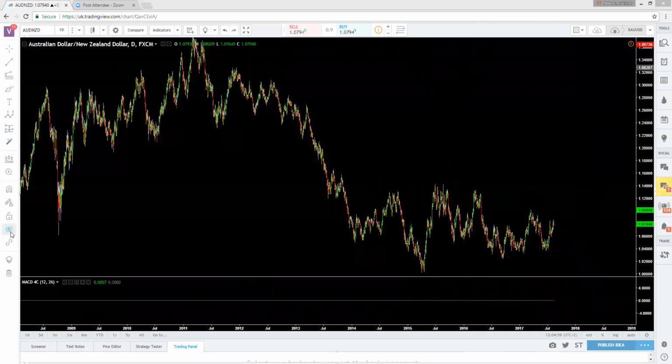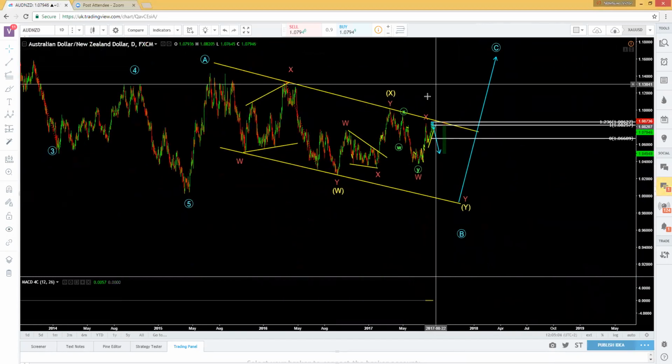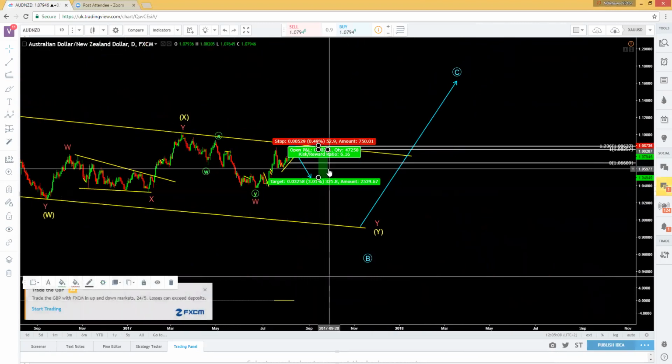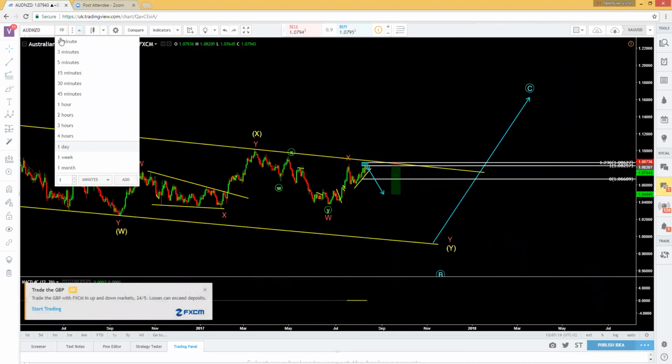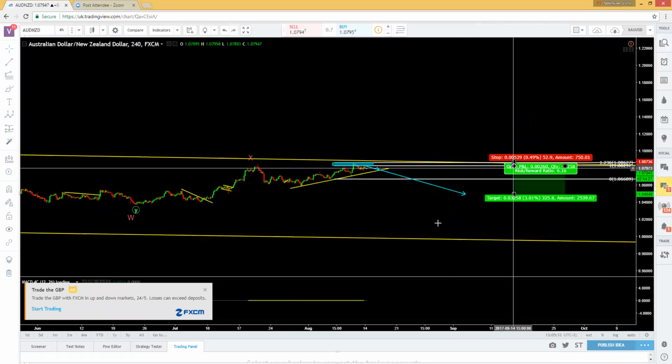Let me just bring out the labeling here just to show what we're looking at. So we are short at the moment on this pair, as you can see, because of that we want the B wave to complete. Just loading up, loading a bit slow. We want the B wave to complete. There we go.